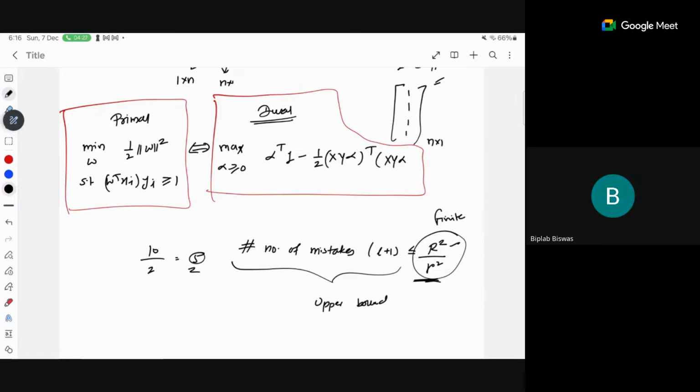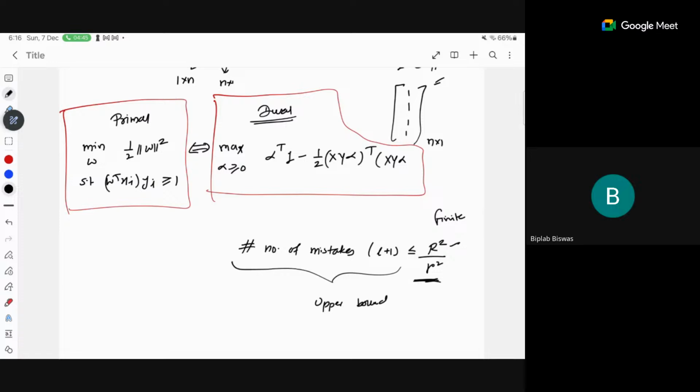Is that correct? Do you understand? Possible. So this is the upper bound. That does not mean that it will always converge with this value. It can be lesser than that. But how are we saying that it will be lesser than this? So why is it always changing?